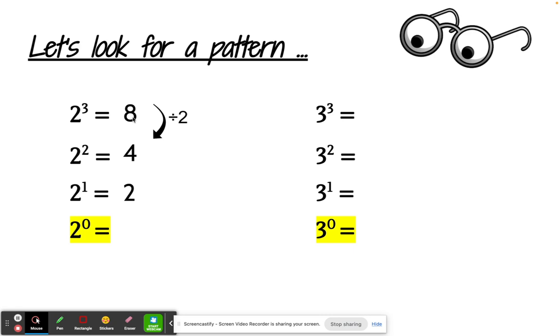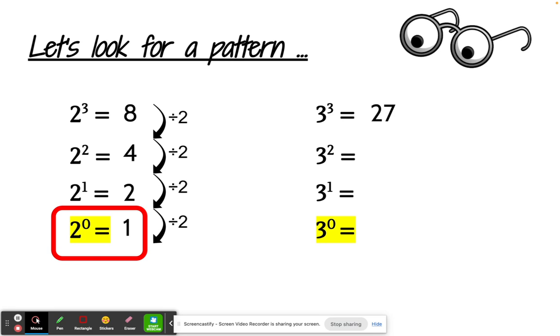So 2 to the third power is 8. 2 to the second power is 4. 8 divided by 2 is 4. When I divide by 2 again, I get my 2. So 2 to the first power is just 2. If I take 4 divided by 2, I get 2. So if I continue that pattern, what will 2 to the 0 power be? Well, 2 divided by 2 leaves me with 1. Let's see if that continues.